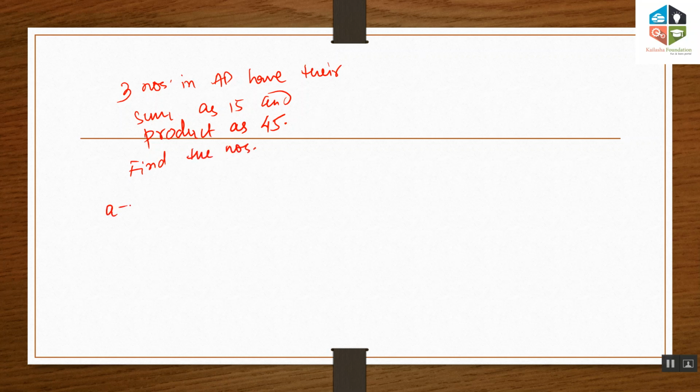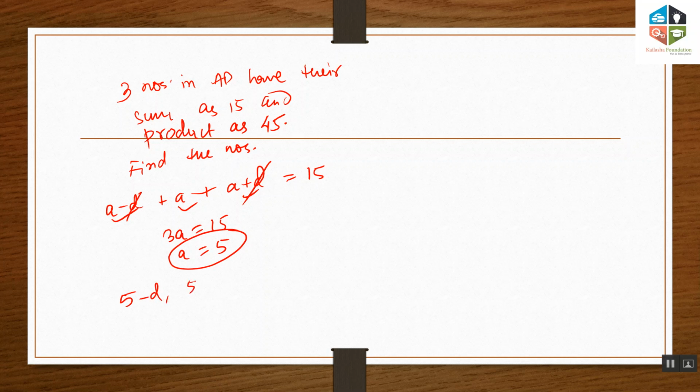Now a minus d plus a plus a plus d, the three numbers we assumed, is equal to 15. d and d cancel out. 3a is equal to 15, a is equal to 5. It is that simple. One variable you already got, and now your numbers are 5 minus d, 5, and 5 plus d, and it is easy to multiply them and put that equal to 45, and you are left with only one variable, and you get a quadratic equation in d.